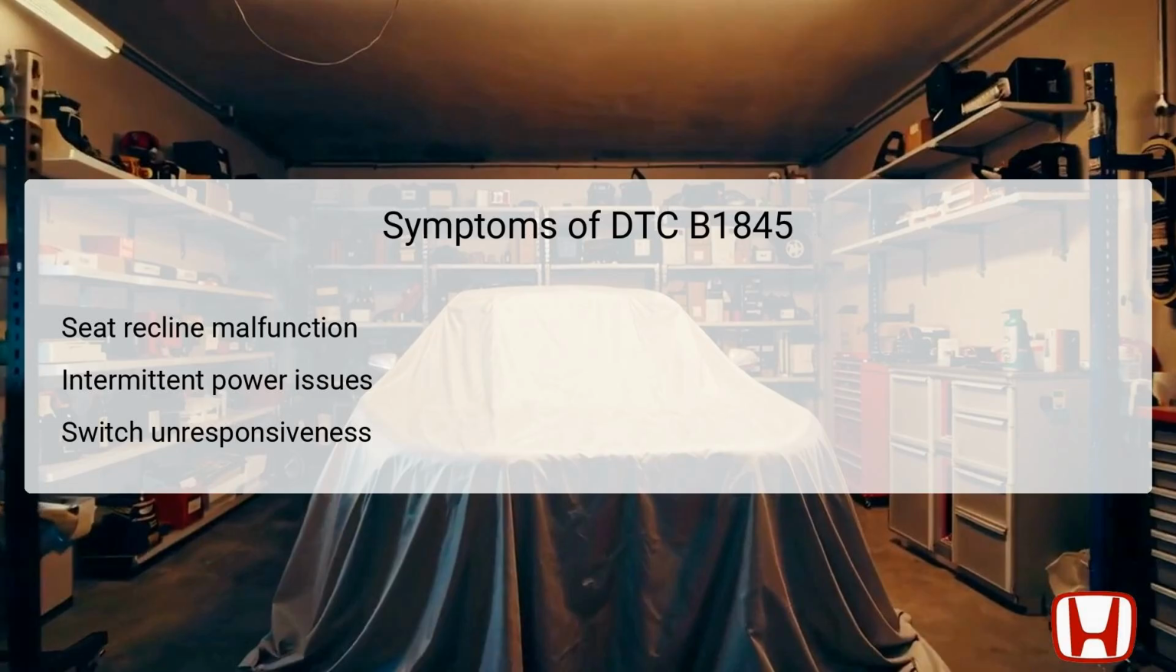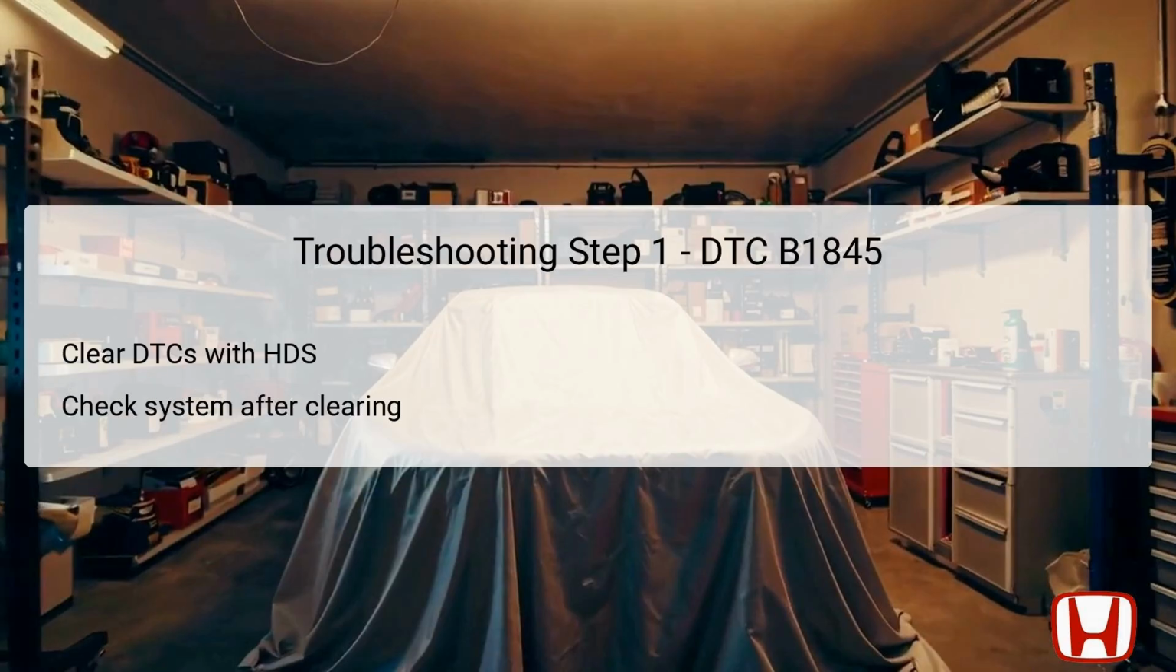The first troubleshooting step in addressing DTC B1845 involves utilizing the Honda Diagnostics System, commonly referred to as the HDS, to clear any existing diagnostic trouble codes. After clearing the codes, it's essential to turn the ignition switch to the lock position and then back to on to reset the system. Once this is done, it's crucial to operate the recline switch in both directions for longer than 1 second. This action helps refresh the system's memory on any current fault.